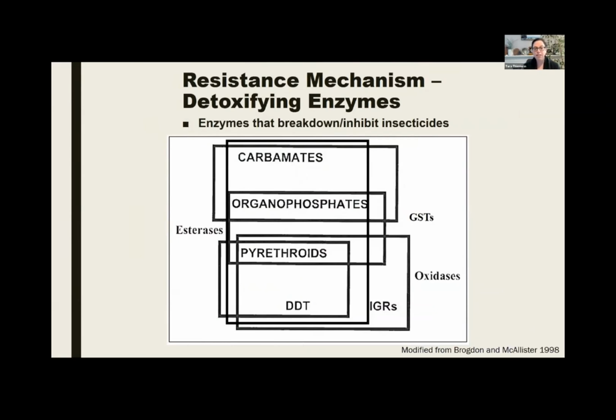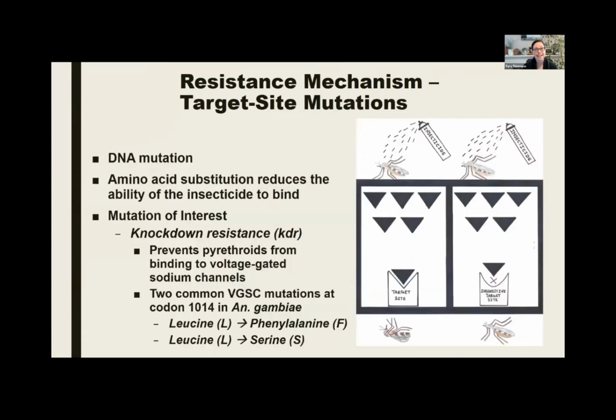This diagram is a little complicated and it shows information for many types of pesticides, but I want you to just focus on pyrethroids since that's what I'm focused on here. The takeaway is that the enzymes known as esterases, oxidases, and GSTs have all been shown to lead to resistance for pyrethroids.